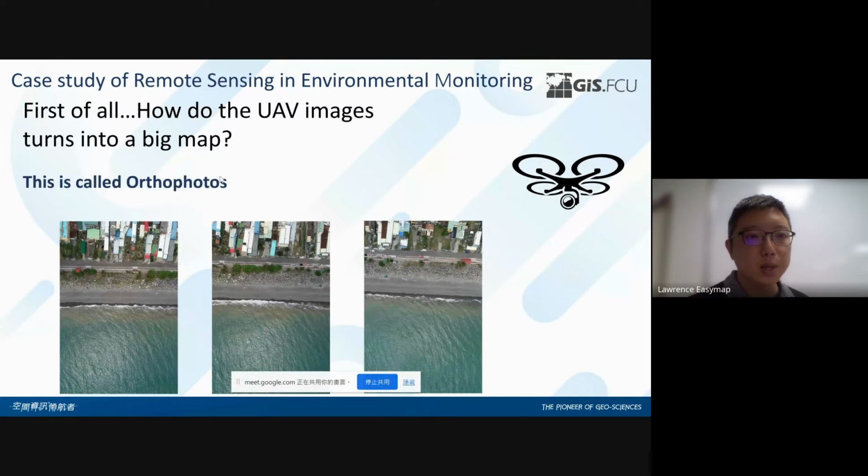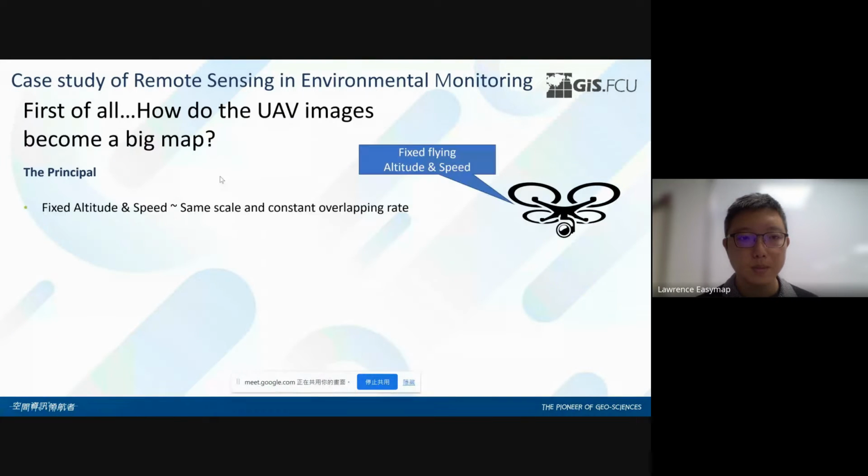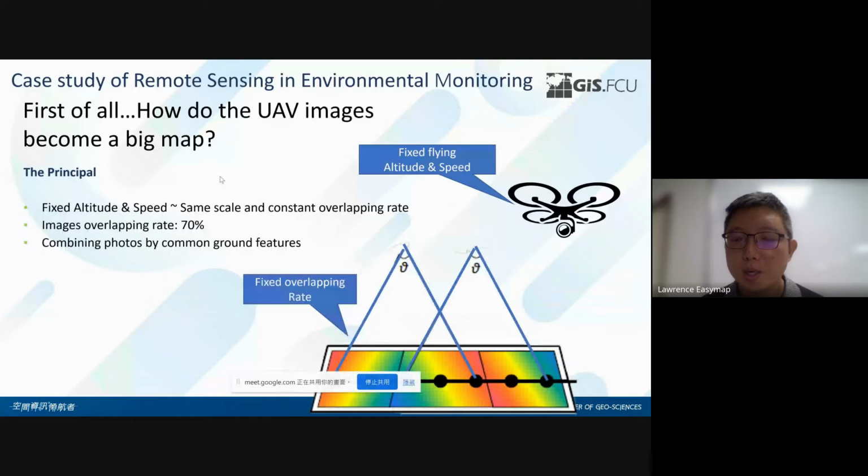We combine them together and we call it an orthophoto. Here is the principle. When the UAV, the drone, flies through an area with a fixed altitude and speed, it takes pictures constantly, 1, 2, 3, 4, 5, and so on. Every picture will overlap with the previous one by a certain percentage. Normally here we overlap them by around 70%. The first one overlaps with the second, which overlaps with the third. Therefore, we can combine them together to form a very big, decent map.